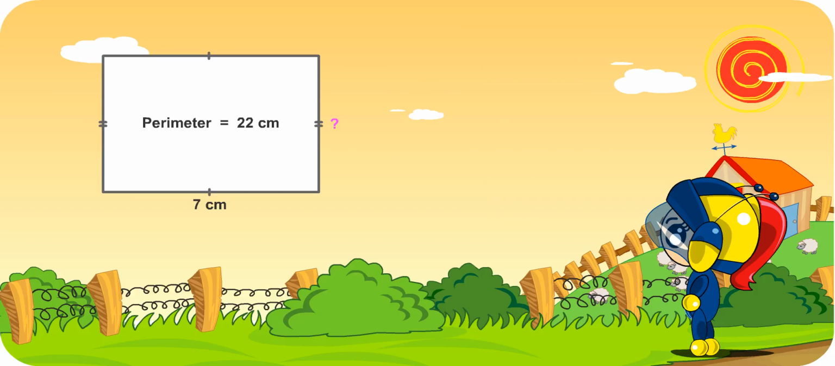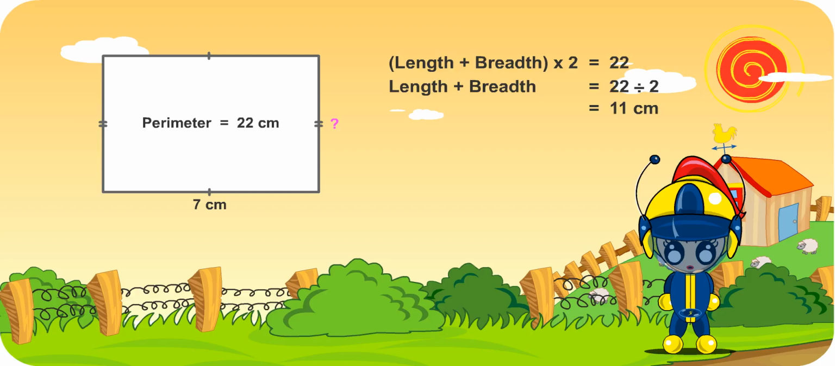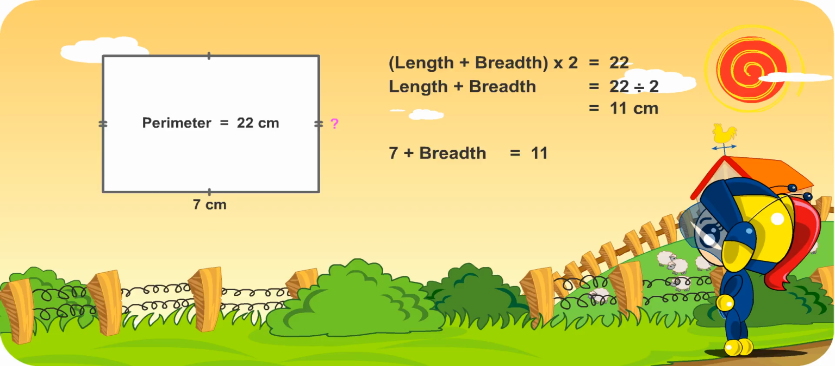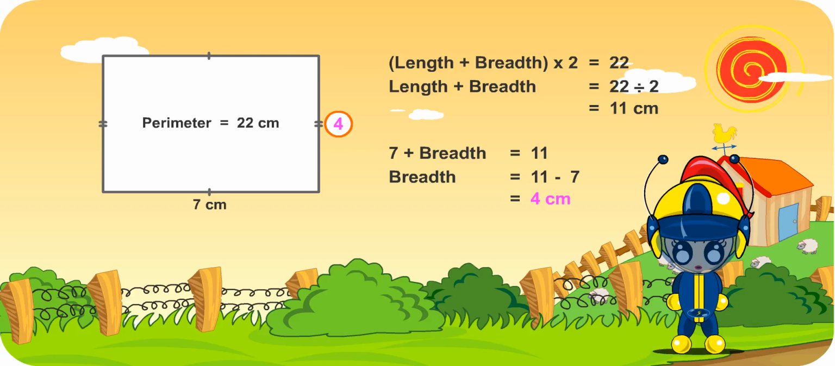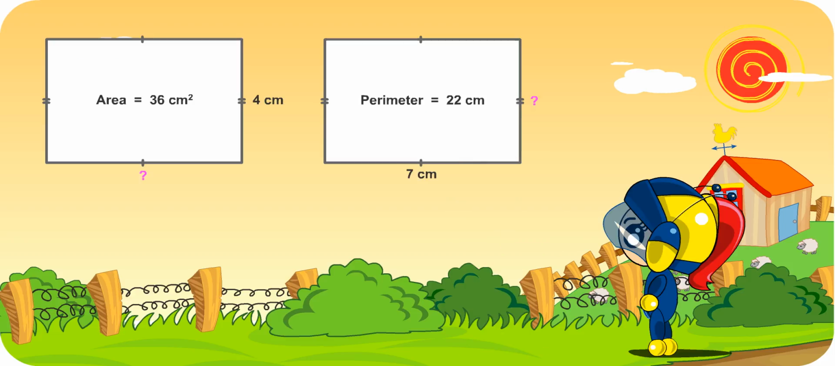Take a look at this figure. If the perimeter of a rectangle is 22 centimeters and its length is 7 centimeters, can you find its breadth? Let me think. 2 times the sum of the length and breadth is 22 centimeters. Thus, one length and one breadth add up to 11 centimeters. As the length is 7 centimeters, we subtract 7 centimeters from 11 centimeters to get the breadth, which is 4 centimeters. Am I right, teacher? Yes, you are correct. We have just learned how to find an unknown side of a rectangle given either the area or perimeter and the length or breadth.